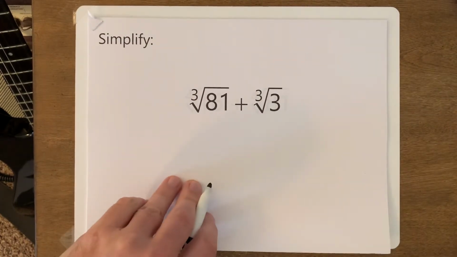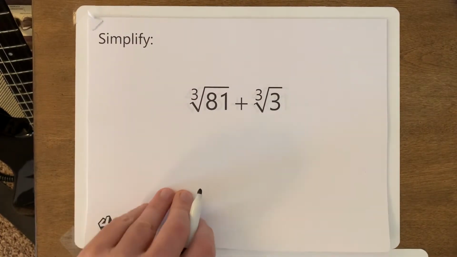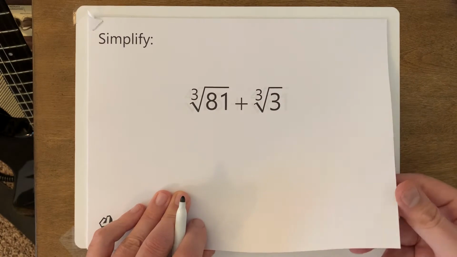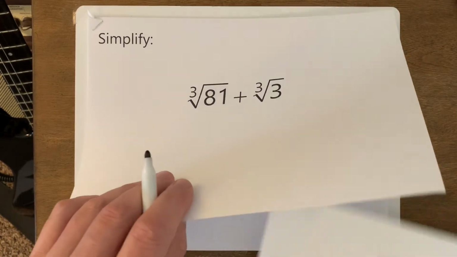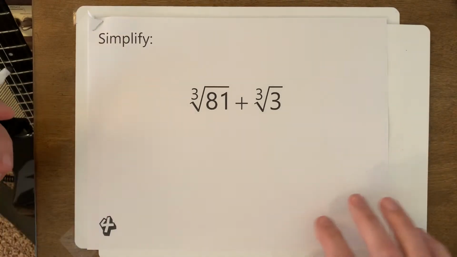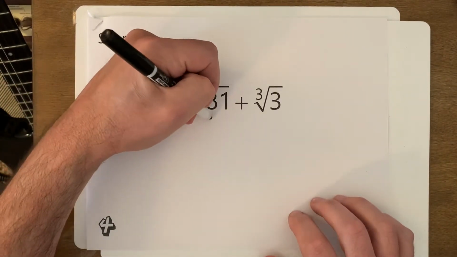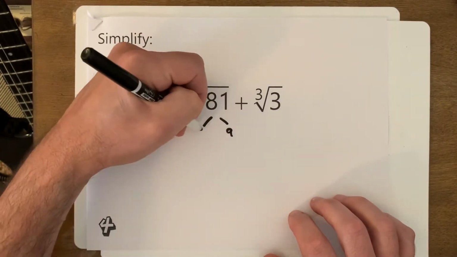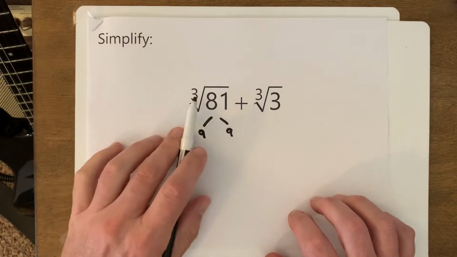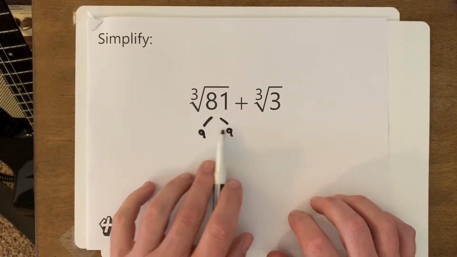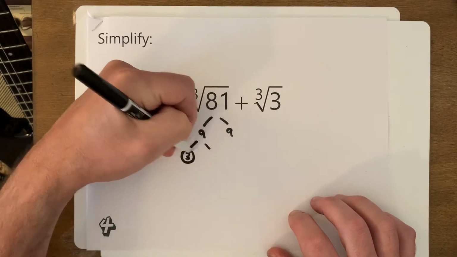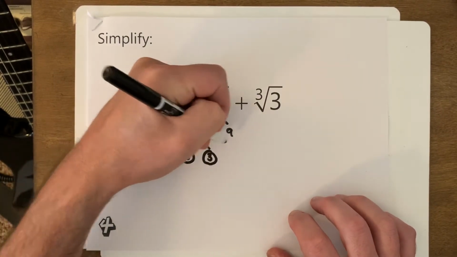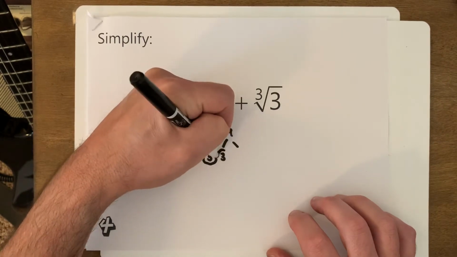This one, I'm gonna now shift to some cube roots. Okay, so let's shift to some cube roots and see how this works. 81 is 9 times 9. Now, since it's a cube root, I'm not gonna circle the 9s yet. That's only for square roots. So I'm gonna break these down one more time. 3, 3, and 2 more 3s.